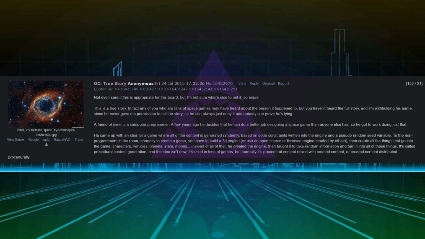A friend of mine is a computer programmer. A few years ago he decided that he can do a better job designing a space game than anyone else has, so he got to work doing just that. He came up with an idea for a game where all of the content is generated randomly, based on code constraints written into the engine and a pseudo-random seed variable.